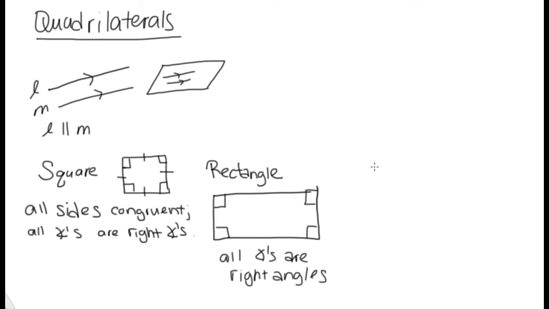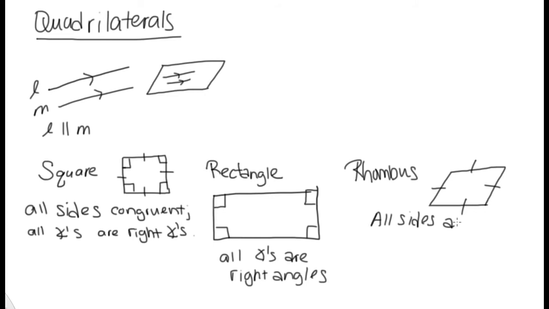A rhombus looks like this. It's more of a slanted square. Like a square, all sides are congruent. But clearly, all angles are not 90 degrees.